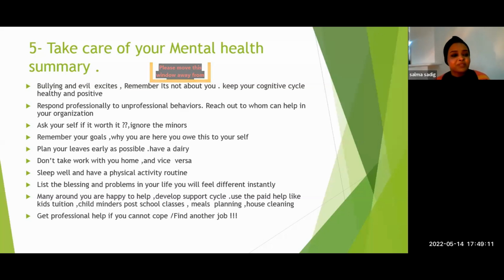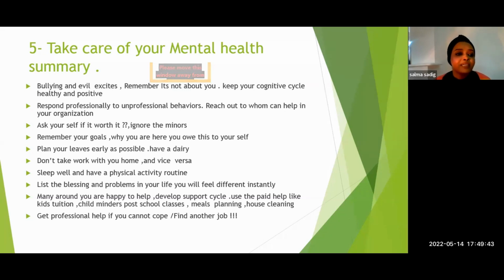Keep your cognitive cycle healthy and positive. Respond professionally to unprofessional behavior, and be always professional even to the most unprofessional responses to you, and reach out to the person you need to speak to, your supervisor, or the organization dealing with people's behavior, and speak out in a behavioral way to this person. Ask yourself, is it really worth it? Some of the minor things, we just need to ignore them and move on, because it isn't worth it.